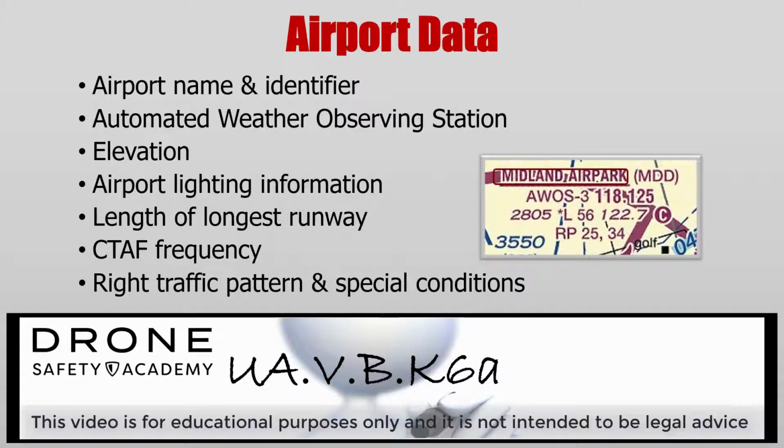Again, here is the airport name and identifier. Here's the automated weather observing station for weather information. Again, elevation is represented in italics. The airport has lighting and it has a little star, which means you need to check the chart supplements for more information. The length of the longest runway is 5,600 feet. The communication frequency for the airport is the CTAF frequency 122.7. And the traffic pattern for this particular airport is a right traffic pattern, and it has special conditions.